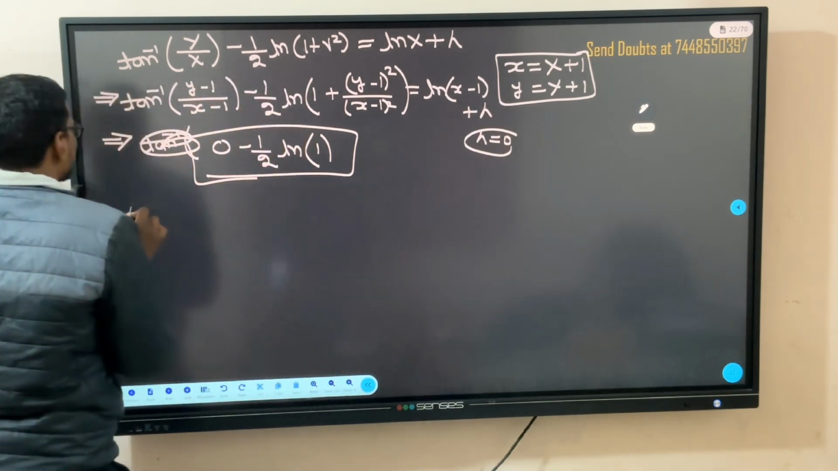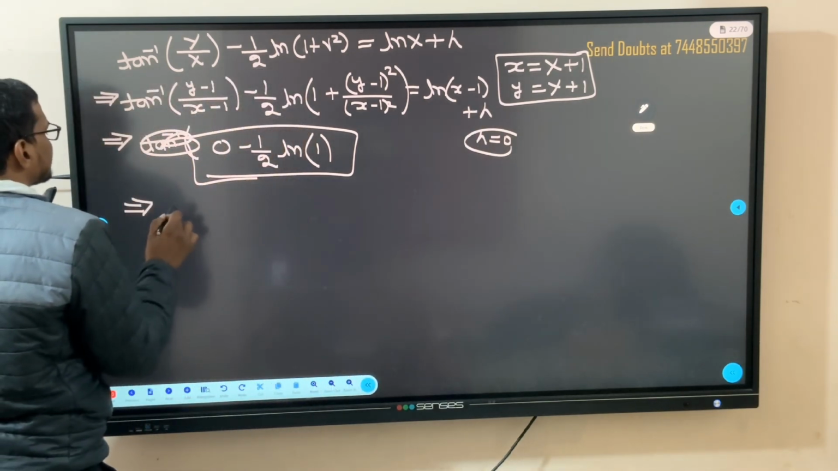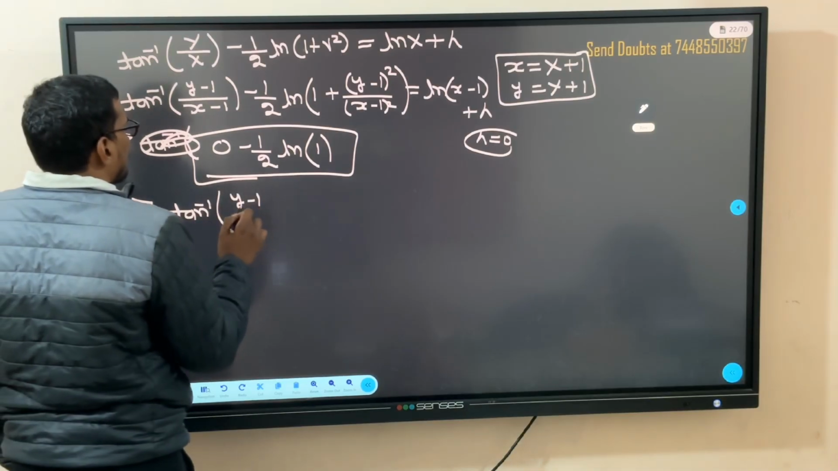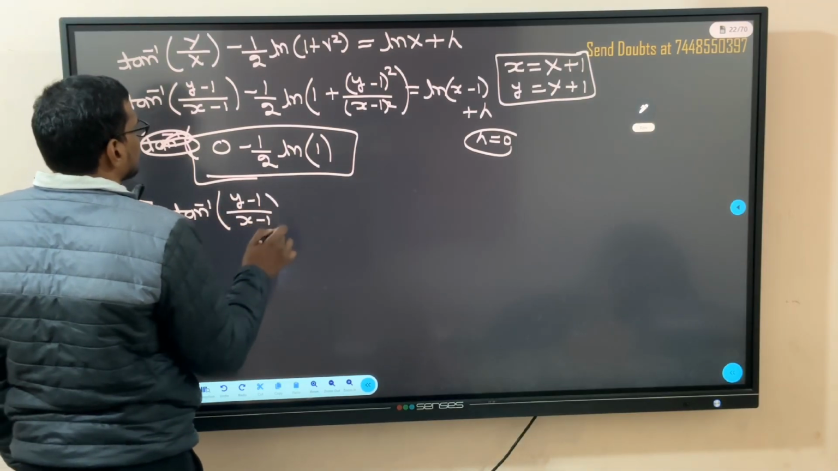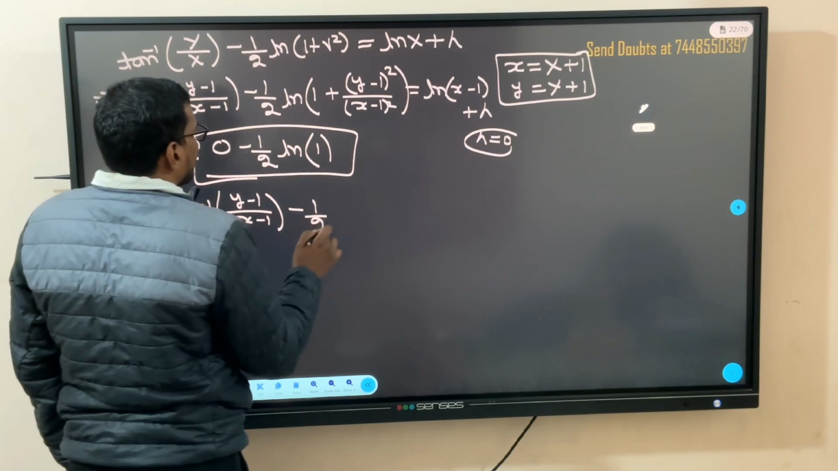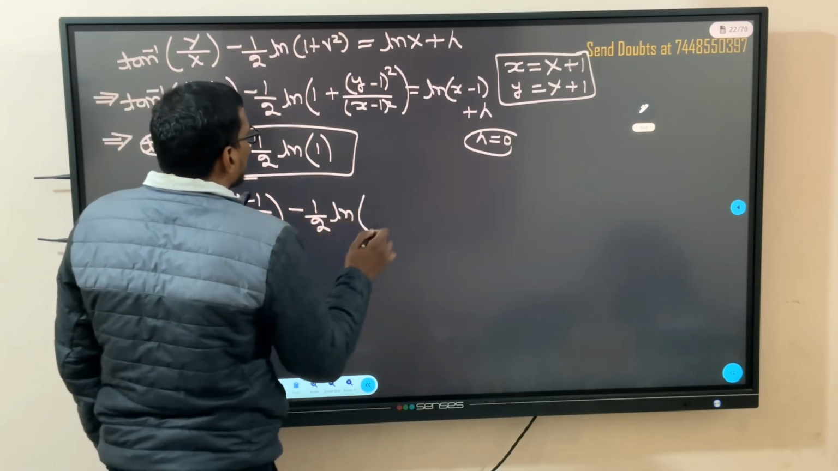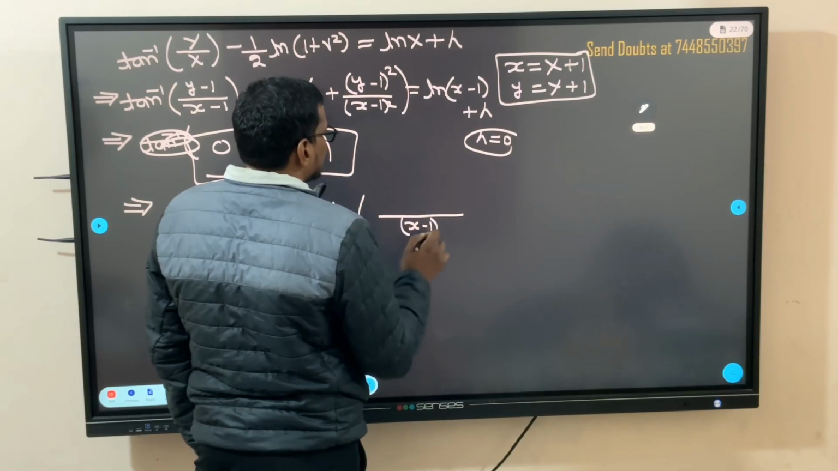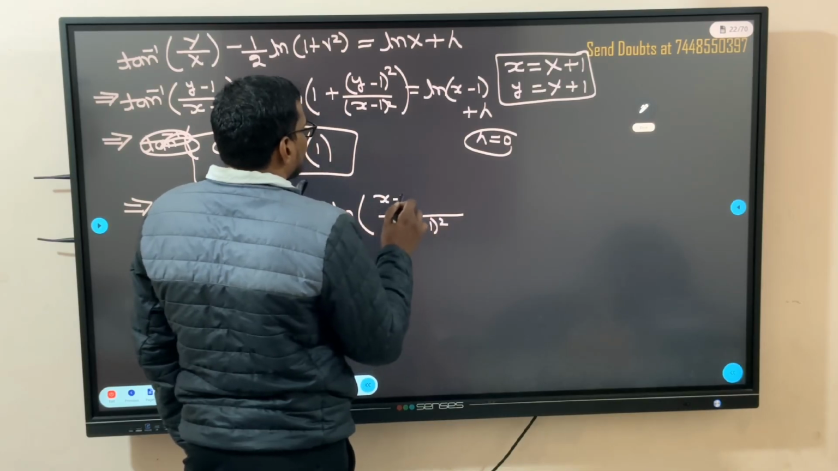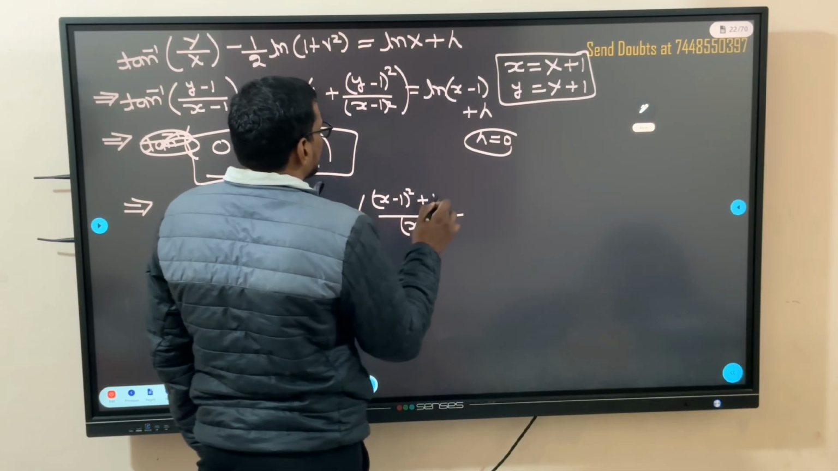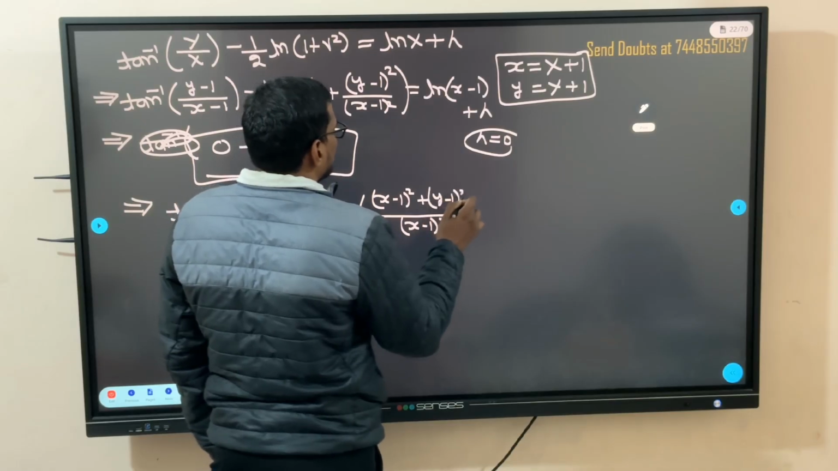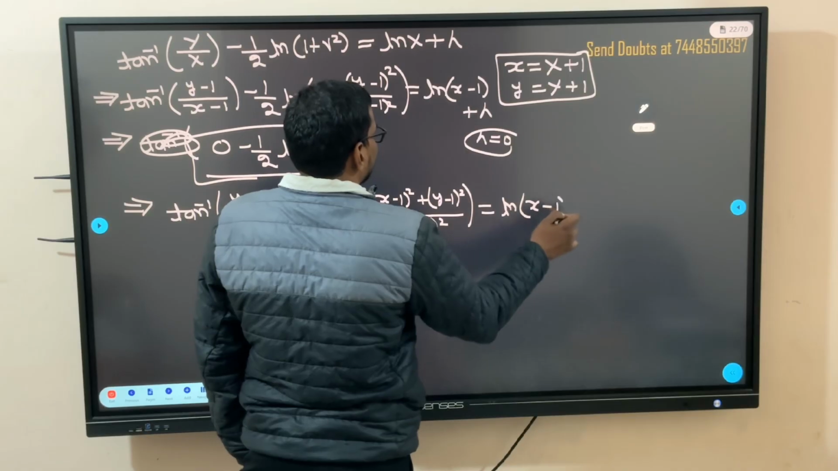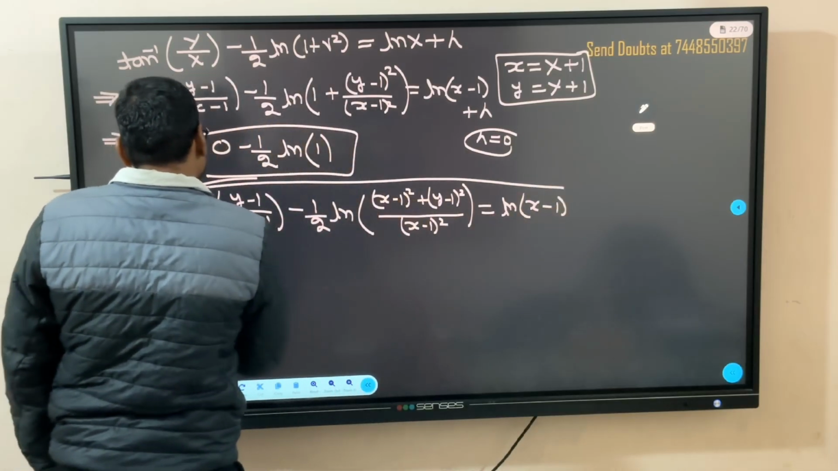Lambda is 0. So once lambda is 0, we will substitute: tan inverse of (y minus 1) by (x minus 1), minus half ln of (x minus 1) the whole square plus (y minus 1) the whole square. This is ln of x minus 1. Right.